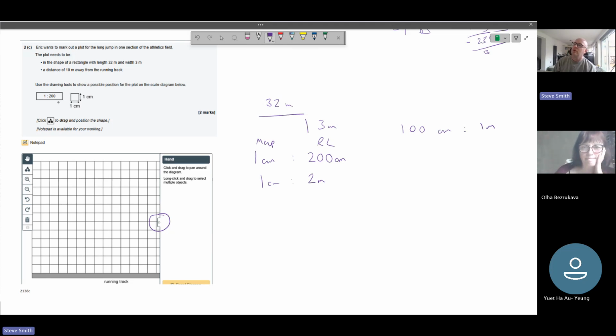What he wants is that running track at 32 meters and 3, but he wants it at least 10 meters away from the running track, which will be, if we think 1 centimeter is 2 meters, that'd be 1, 2, 3, 4, 5 squares. So we have to start our long jump pit 5 squares, because that would be 10 meters. And we're going 3 meters up. Each one is 2 meters, so 3 meters will be here. So half of this one, half of them.